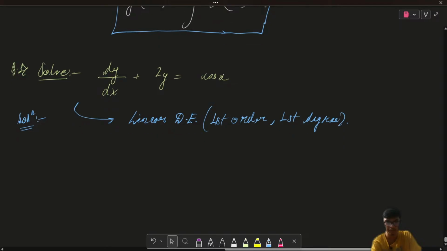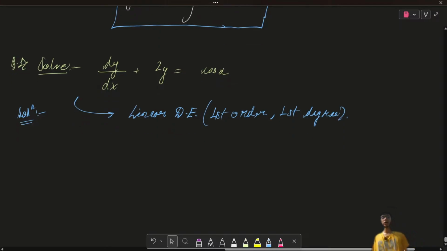our next task is to understand how to solve this differential equation, right? Now we have already seen in our previous understanding that in order to solve this differential equation, we need to multiply both sides with an integrating factor, right?